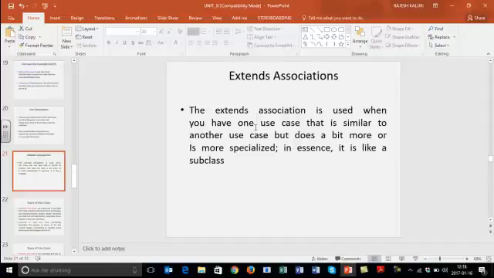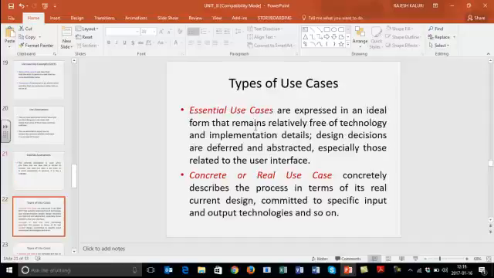Now coming to the next one, which is different types in, sorry, not association, it is for use case. What are those different types of use cases? The first one is essential use case, the second one is concrete or real use case, and the third one will be abstract use case.